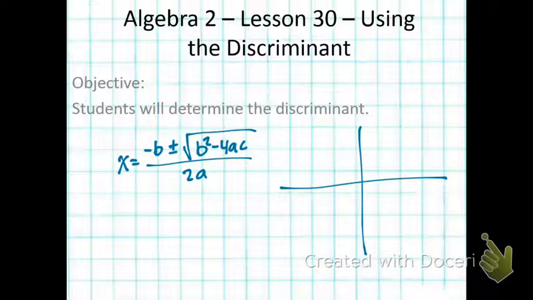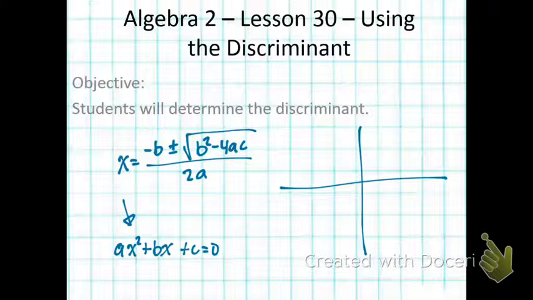We know that a quadratic equation is in the form of ax squared plus bx plus c, and we know that there are two answers on all these because the largest exponent is squared, but sometimes it's the same answer twice, sometimes it's two real answers, and sometimes it's two imaginary answers. So the question is, how do we know that?